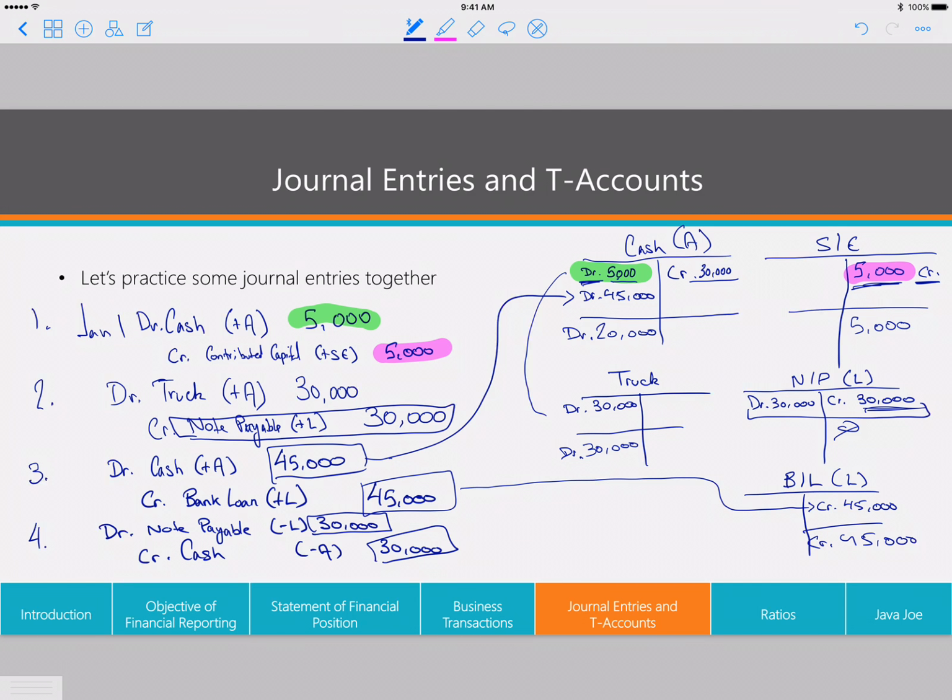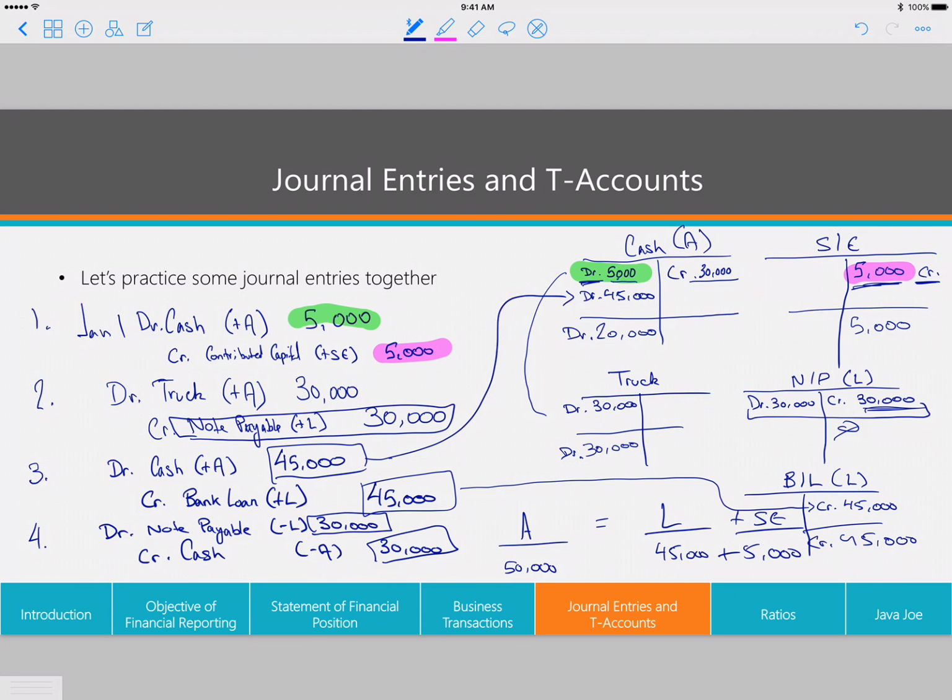So why don't you just take a minute and try and figure out the structure of the company. How are we financed, and how many assets, liabilities, and equities do we have? So assets, we have 50,000, right? We have the 20,000 cash and the 30,000 truck. We have $45,000 of liabilities from our bank loan, and we have $5,000 of equity from our initial investment. I hope this is clear to you, and if you're confused, you can always rewatch it.